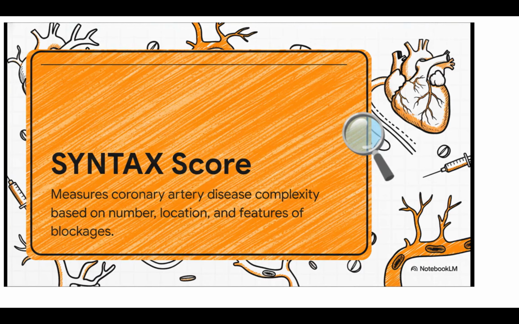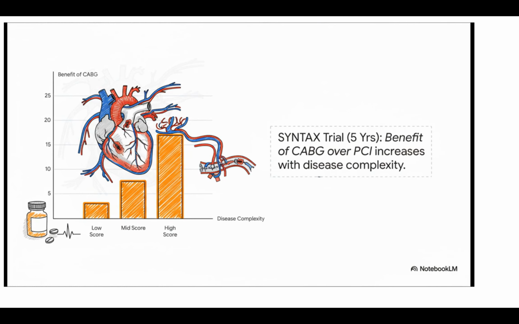To actually measure this complexity, doctors and surgeons use a tool called the SYNTAX score. It's a system where they look at the angiogram, that's the map of the heart's arteries, and they assign points based on how many blockages there are, where they are, and if they're in tricky spots, like a major fork in the road. The higher the score, the more complex the disease.